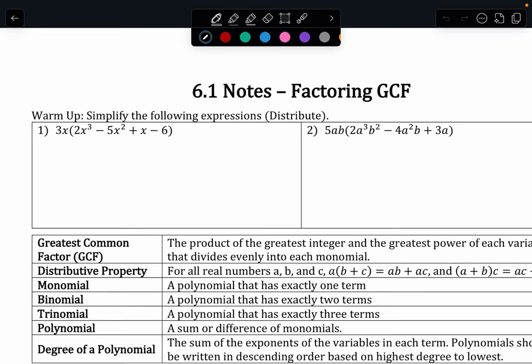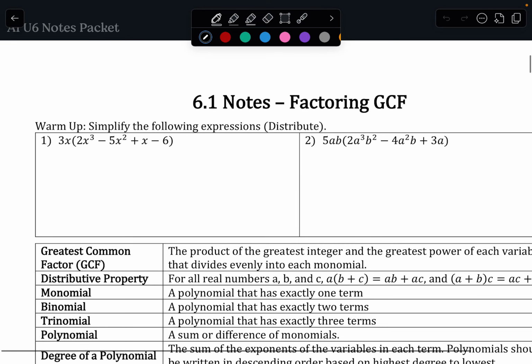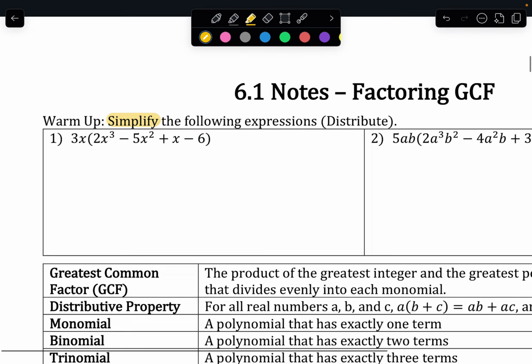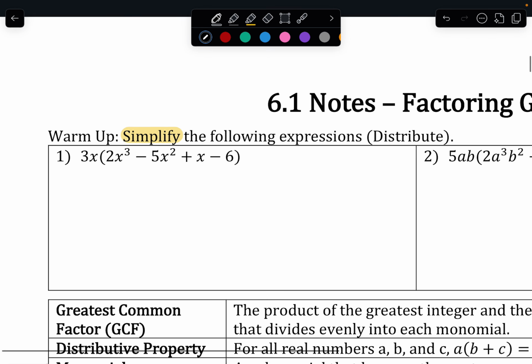All right, in this lesson, we are talking about factoring GCFs. So to start, we're going to do a review from last semester with distributing. And so the warm-up says to simplify the following expressions. And so we're not going to get x equals anything. We are just simplifying this expression, and that means get rid of the parentheses by distributing.